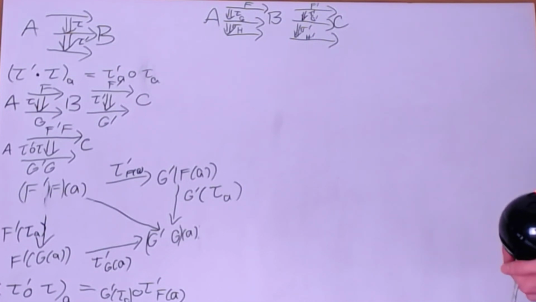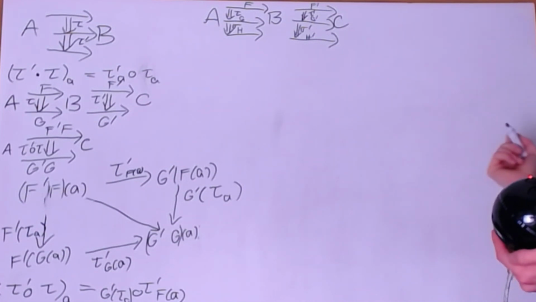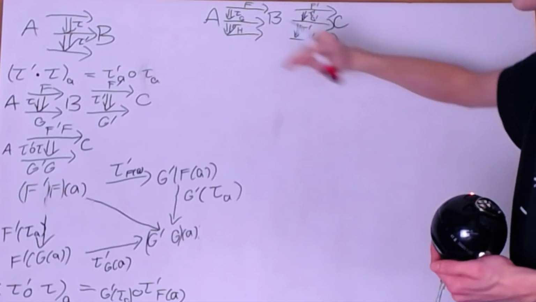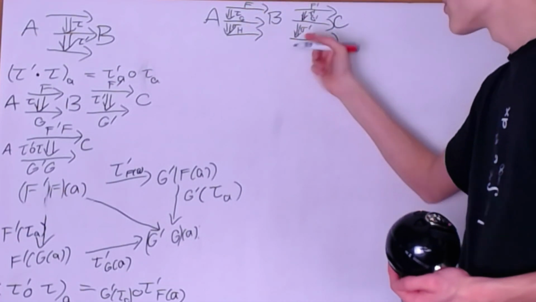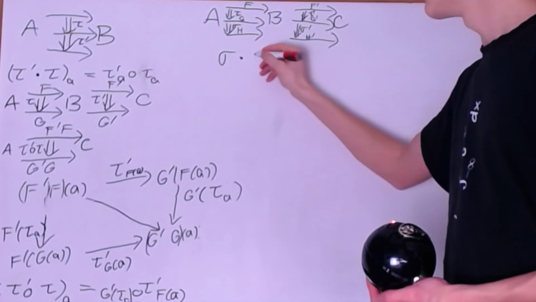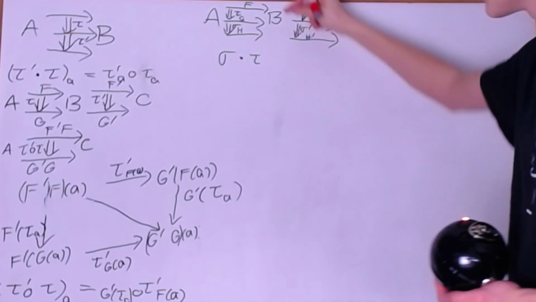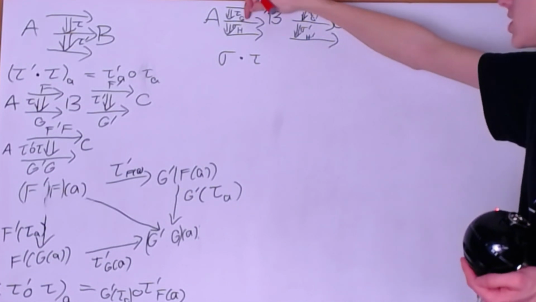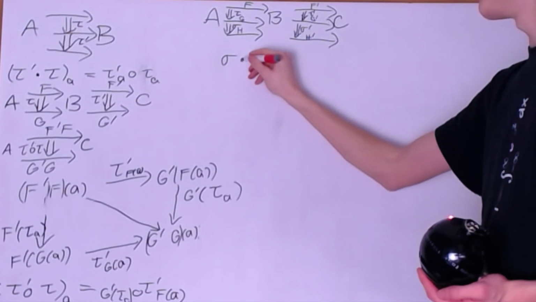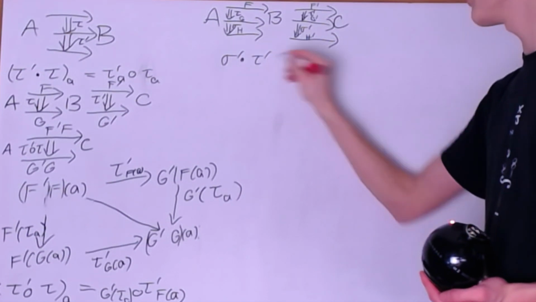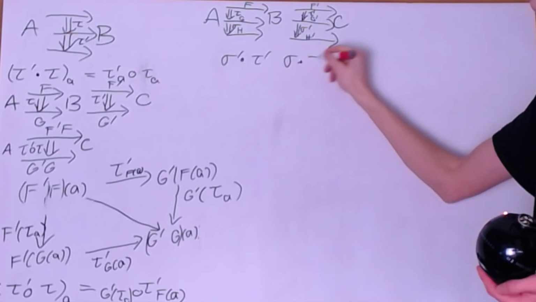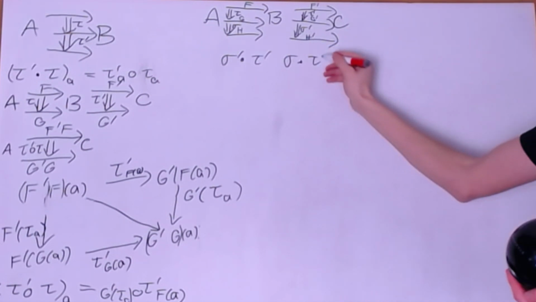So now there are two different ways we can compose these. The first way is by first doing vertical composition. So first I could do, say, sigma composed with tau, right? Because that will take you from F to G with tau, and then G to H with sigma. And then I could also do sigma prime with tau prime by that same logic. So these are the two vertical compositions.